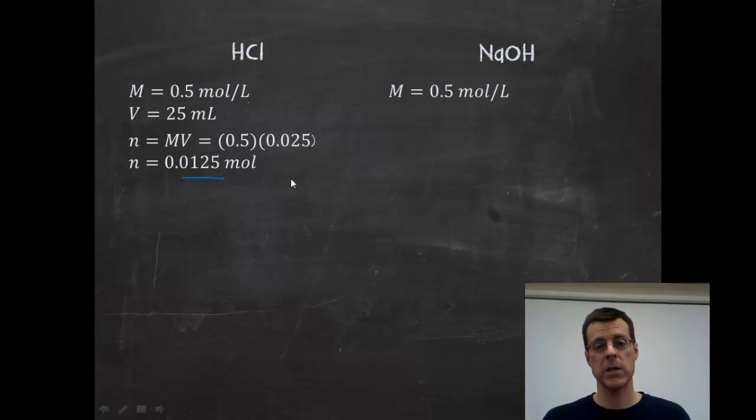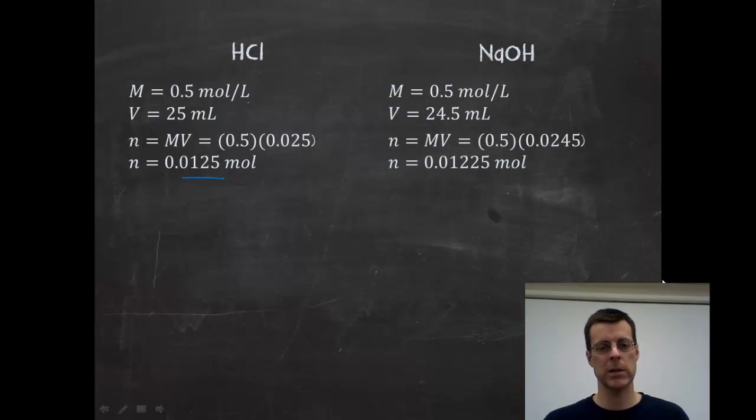I'm going to do the same thing for the base. I know my molarity. I know my volume. I calculate numbers of moles, and I get 0.1225 moles. So I need to be careful because at first glance those two things look a lot alike, and they're not. And that very tiny difference down here in the fourth decimal place, that's going to make all the difference.